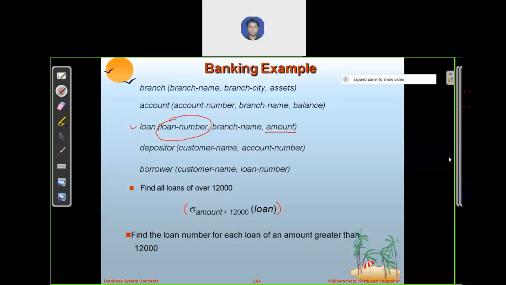Project, yes. Prachi replied project, yes. Good. We will apply the project operator, and which attribute do we want to retrieve? Loan number. So we will write here loan number. Okay, so it will give you all the loan numbers having amount greater than 12,000.